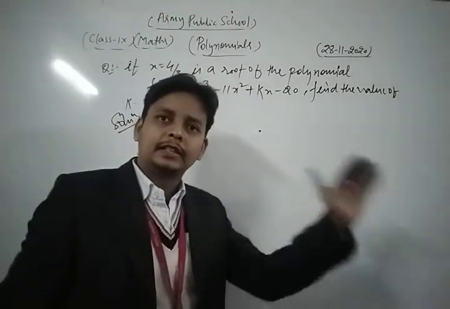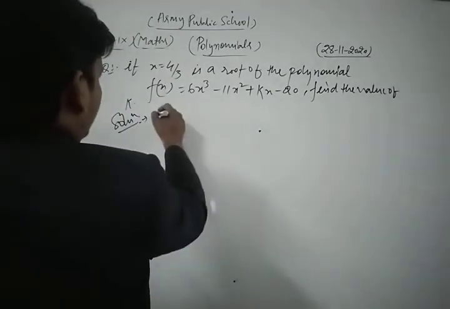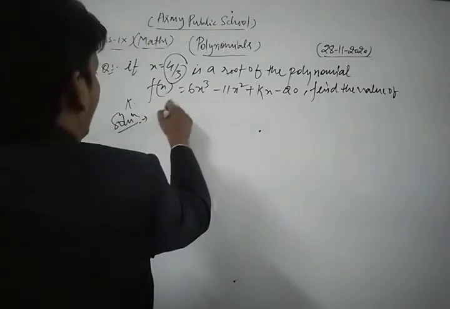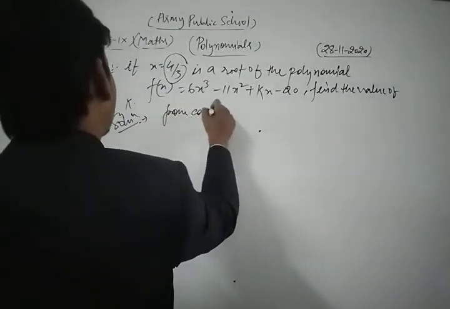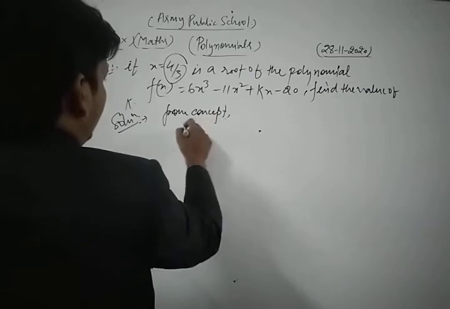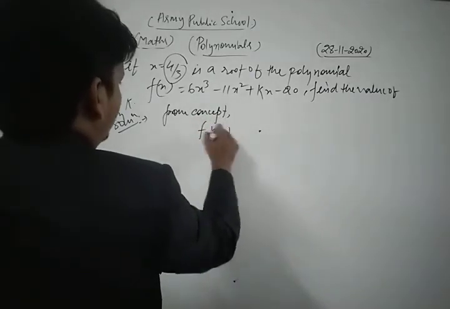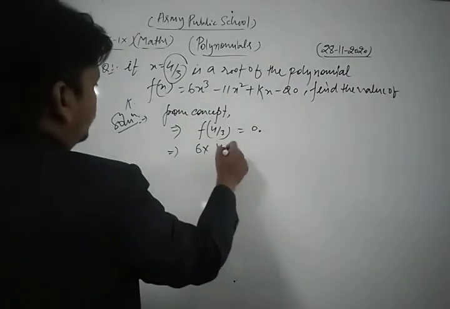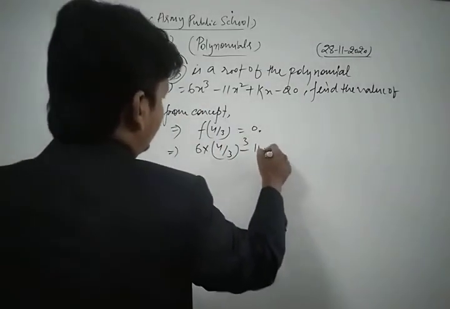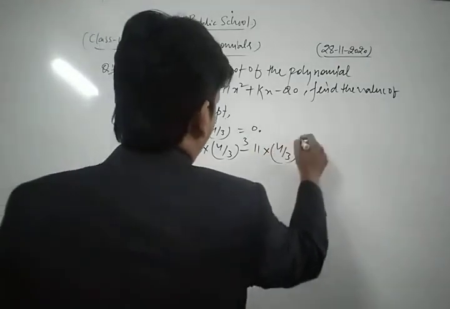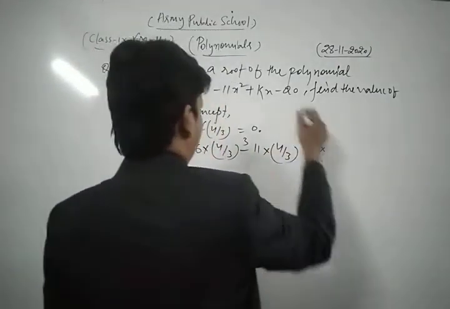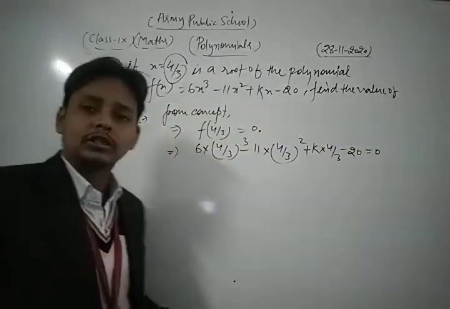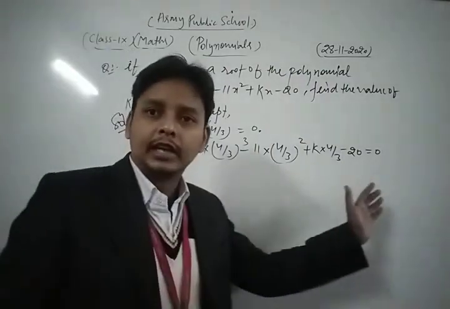In that question we again apply the same process. Okay, now let's see. First of all, since x is equal to 4 by 3 is the root of the given polynomial, thus from the concept of zero of the polynomial, we must have f of 4 by 3 must be equal to 0. Now we just replace x by 4 by 3, so 6 into 4 by 3 whole cube minus 11 into 4 by 3 whole square plus k into 4 by 3 minus 20 must be equal to 0. Because by the concept of the zero of the polynomial we get that condition.